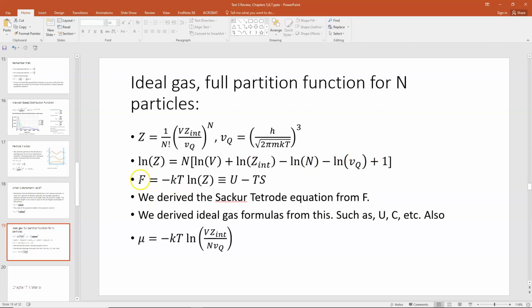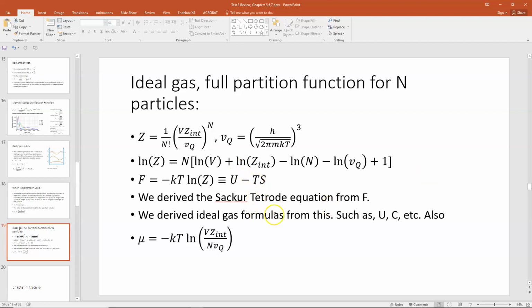And then remember that the Helmholtz free energy F is minus kT times log Z. We derived that, and then that's equal to, by definition, U minus TS. So what we did was we used this value of the log of our partition function and our definition of the Helmholtz free energy as related to the partition function to derive the Sackur-Tetrode equation. Okay, so we did that. Remember that the Sackur-Tetrode equation is for a monatomic ideal gas, so that Z internal thing went away because there'd be no rotational energy states.